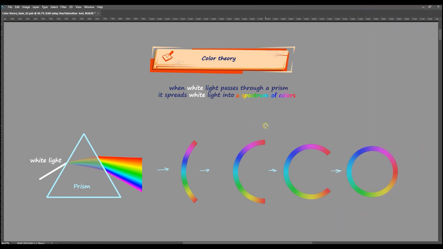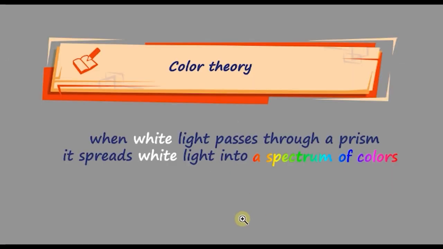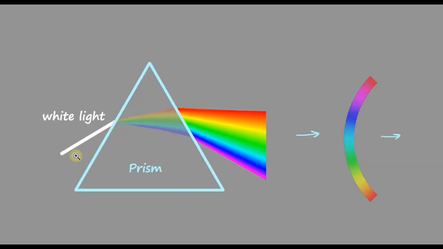In this video, I want to talk about color theory. When white light passes through a prism, it spreads into a spectrum of colors. As you can see, white light passes through a prism, and because it bends the light at different angles, we can see a spectrum of colors when it goes out from the prism.